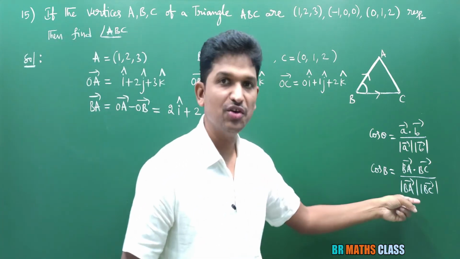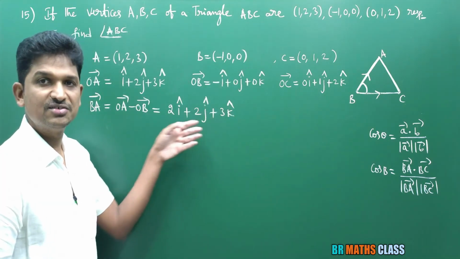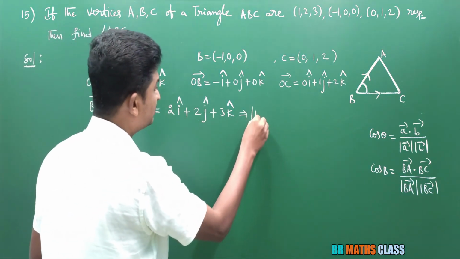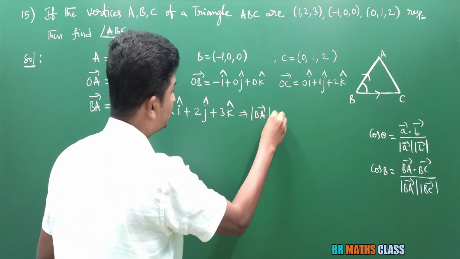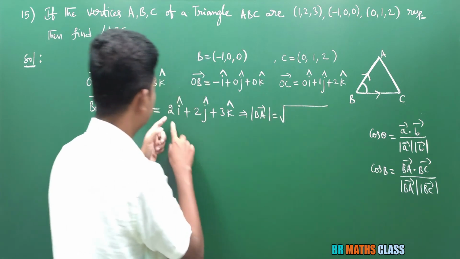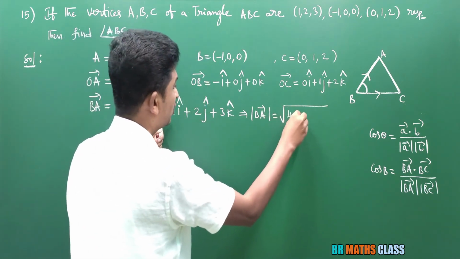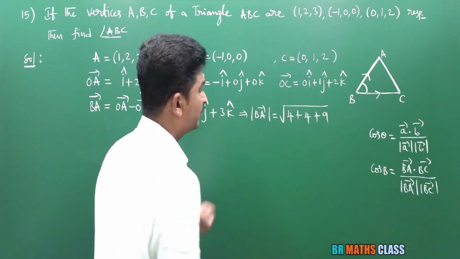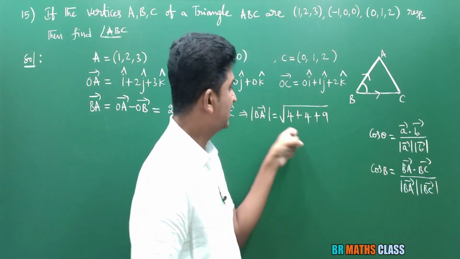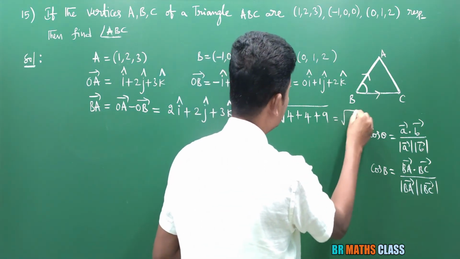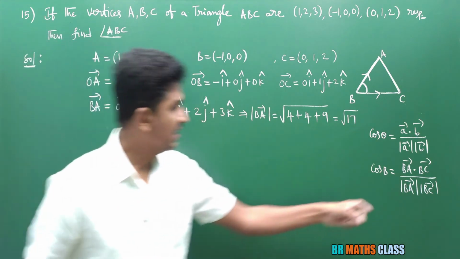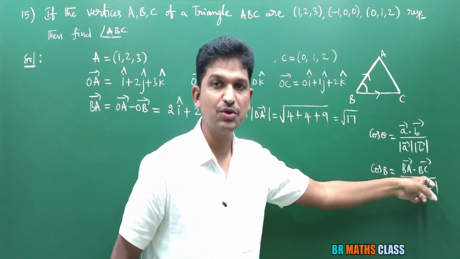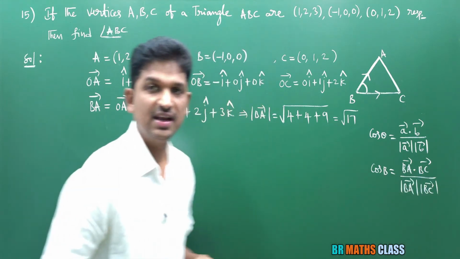As I need the magnitude of BA bar, here only I will calculate this vector's magnitude. What is the magnitude of BA bar? It is the square root of 2 square, which is 4, plus 2 square, which is 4, plus 3 square, which is 9. 9 plus 4 is 13, 13 plus 4 is 17. This is root 17. So I calculated BA bar and its magnitude. Now I need BC bar also, and its magnitude.